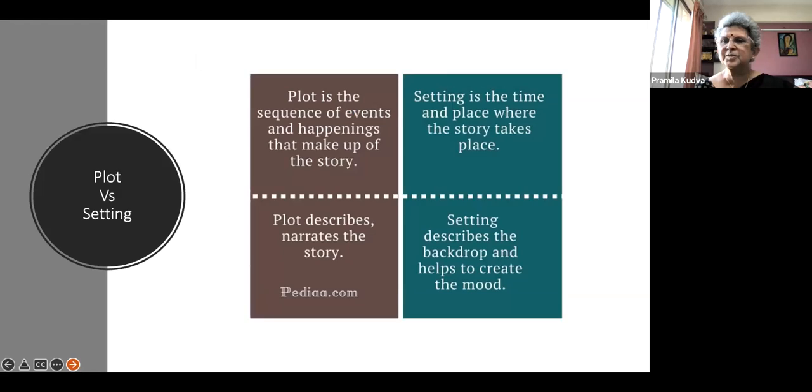Now, what is the difference between a plot and a setting? Plot is a sequence of events and happenings that make up the story. Setting is the time and place where the story takes place. Plot narrates the story. Setting describes the backdrop and helps to create a mood. Did you get it? Okay, when we listen to a story, we will know.